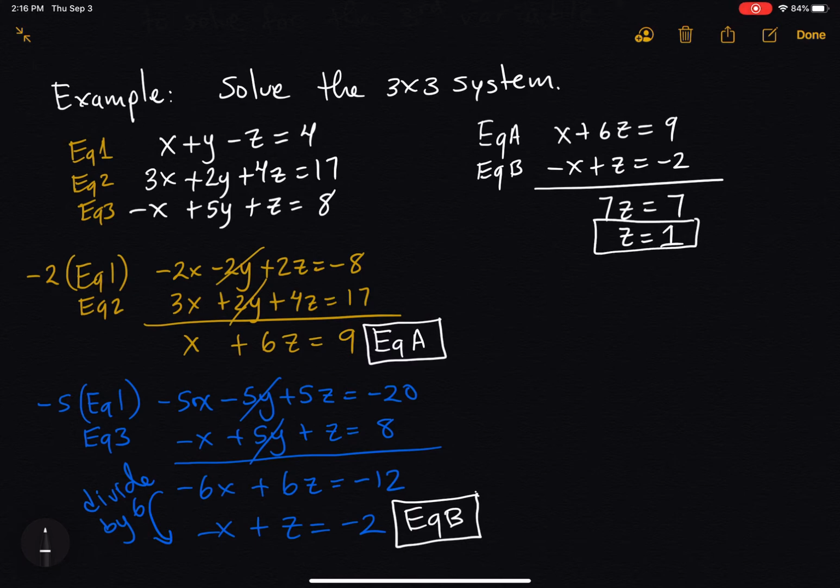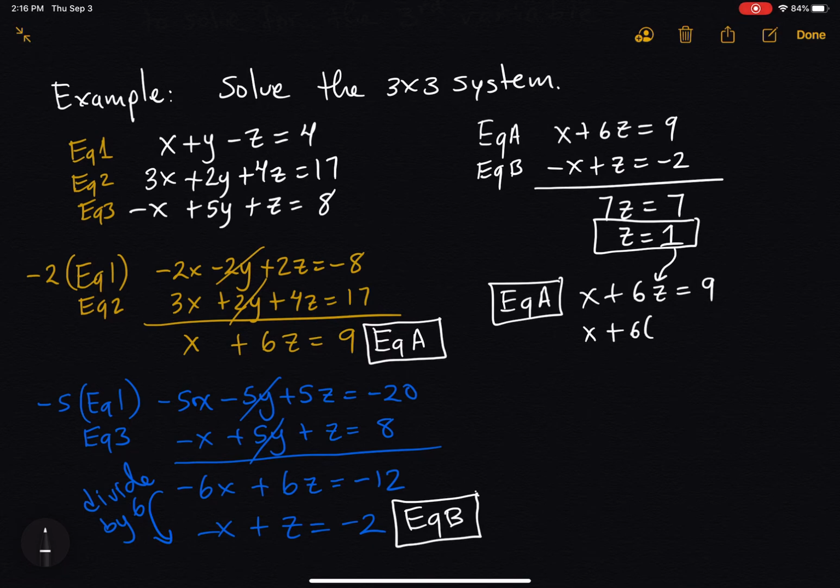Z equals 1. Now, we have one variable. We need to substitute when there's only two variables, so either equation A or equation B, to find out the missing variable. So here I'm going to use equation A because I think it's easier, which is x plus 6z equals 9. And substituting 1 for z is going to give me 3. So x is equal to 3.